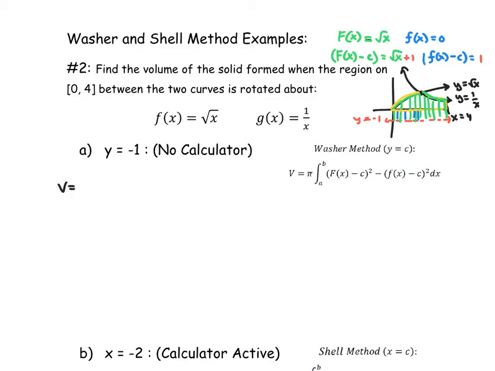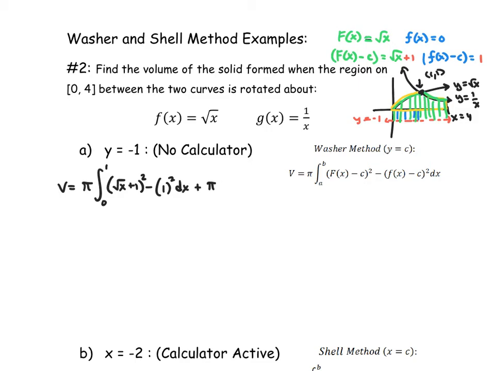So the volume will equal pi integral. This point right here is the point 1, 1. So I'm going to go from 0 to 1, where big F is going to be square root of x, and we said that big F minus c is square root of x plus 1. So that's our big R, right? Our big radius, minus little f minus c, which we said was 1, squared, dx.